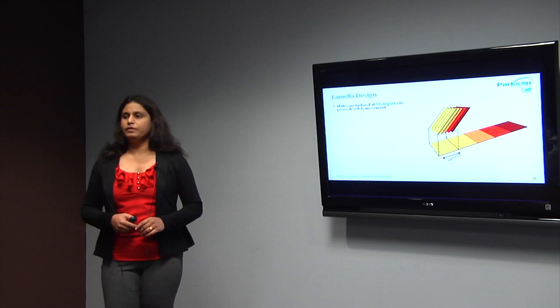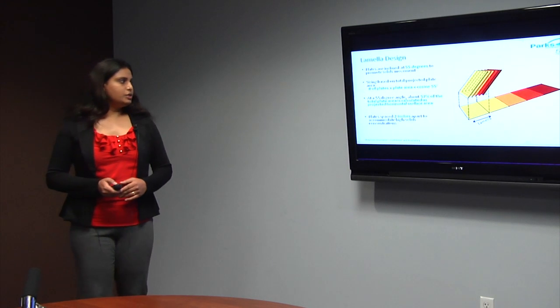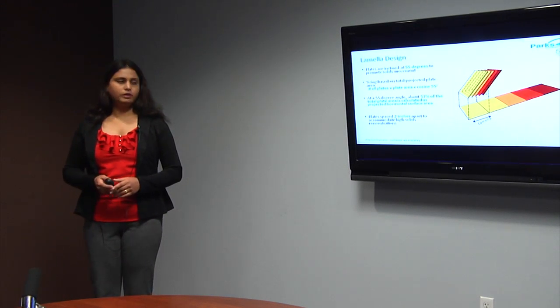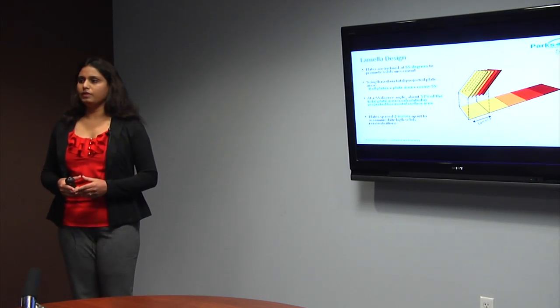The plates are inclined at a 55 degree angle to promote solids movement. Sizing is based on total projected area, which is number of plates times plate area times cosine 55. Cosine 55 is 0.57, so at a 55 degree angle, about 57% of the total plate area is calculated as projected horizontal surface area. And the usual plate spacing is 2 inches for high solids concentration. To accommodate high solids concentration, there are some applications where we can go with smaller plate spacing or larger plate spacing, but it's very application specific.